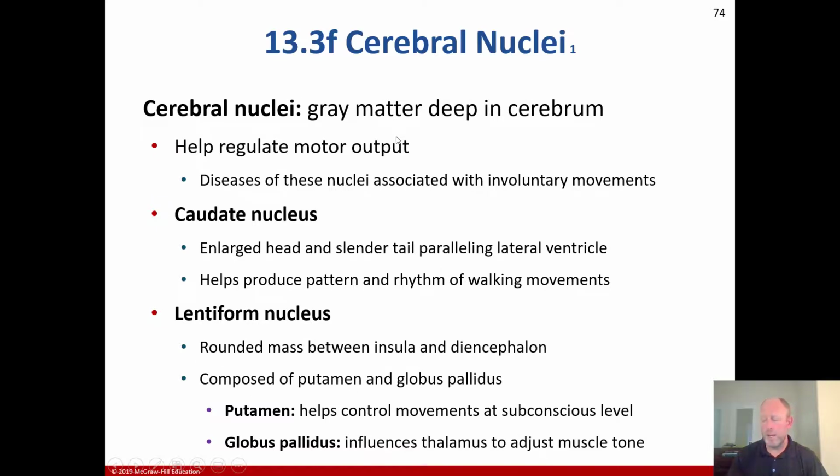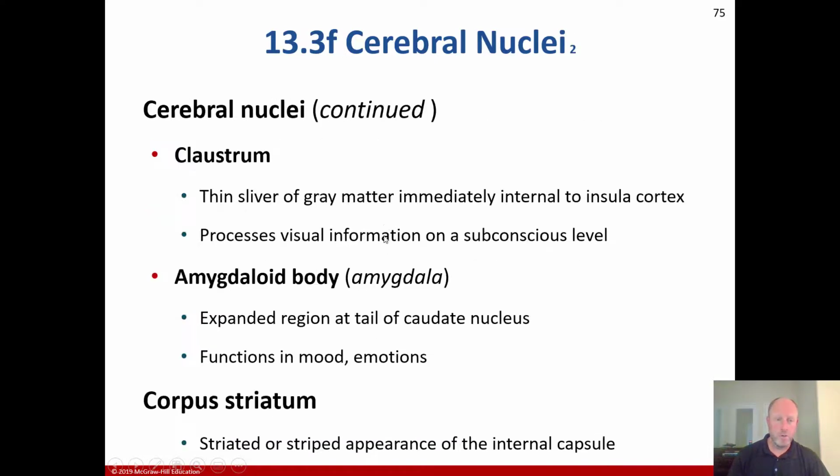Our cerebral nuclei are gray matter deep in the cerebrum that help regulate motor output. Diseases of these nuclei are associated with involuntary movements. The caudate nucleus has an enlarged head and slender tail paralleling the lateral ventricle, and helps produce our pattern and rhythm of walking movements. The lentiform nucleus is a rounded mass between the insula and the diencephalon. It's composed of the putamen and globus pallidus. The putamen helps control movements at a subconscious level, and the globus pallidus influences the thalamus to adjust muscle tone.